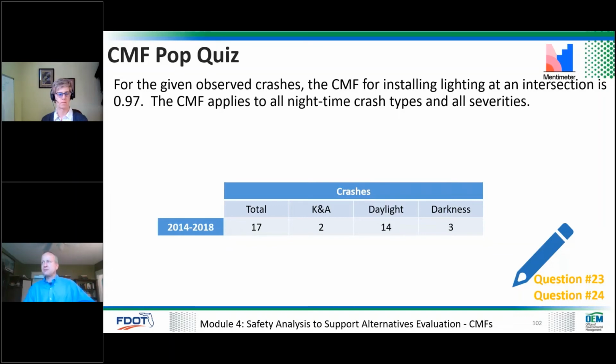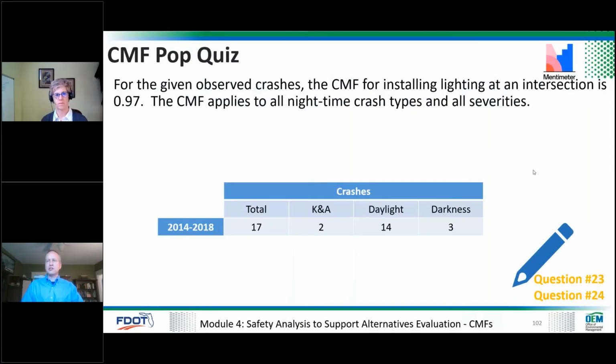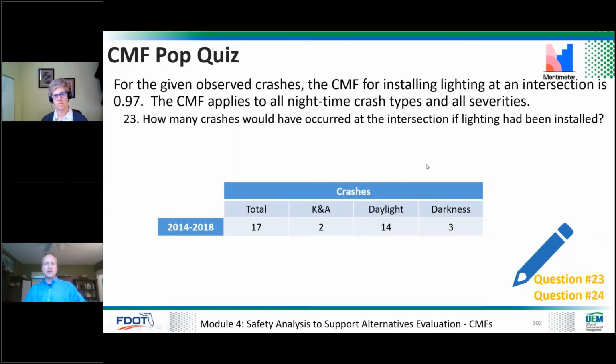All right, I'll pull it over. So this is what everyone answered, and the answer is 16.91. It does not make a big difference. Well, it does not. The CMF is small, and the number of crashes that are affected by that CMF are also small. It's just the 3 crashes that happen at night. All right, so most of you got that one. Go to the next one.